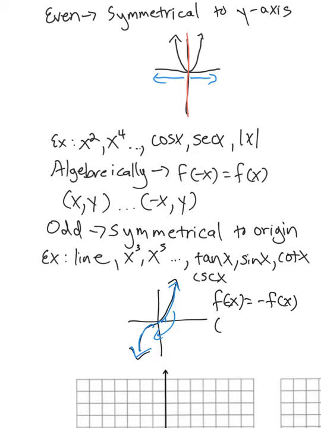which means if we had the coordinates (x, y), say we have (1, 2), then we should also have those same coordinates negatively. So negative x and negative y also. Every single function also follows the exact same rules.